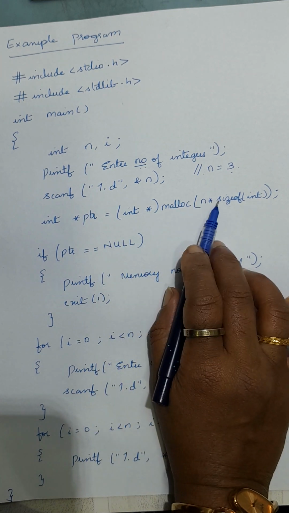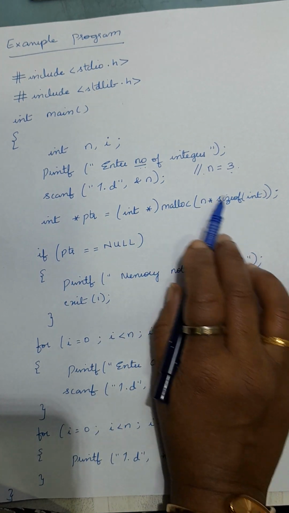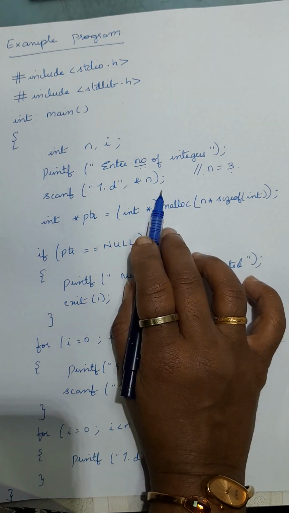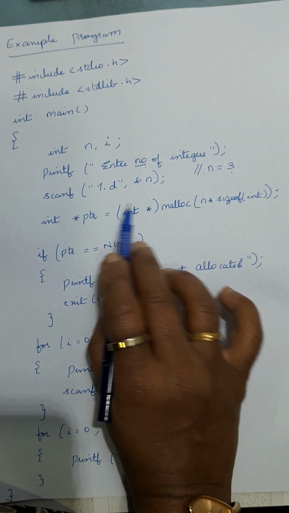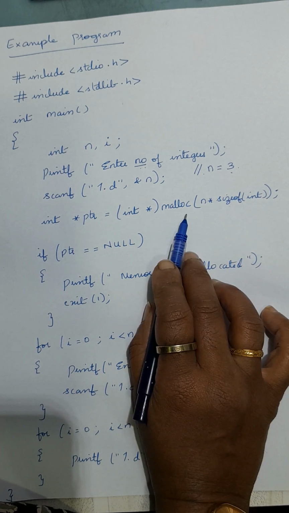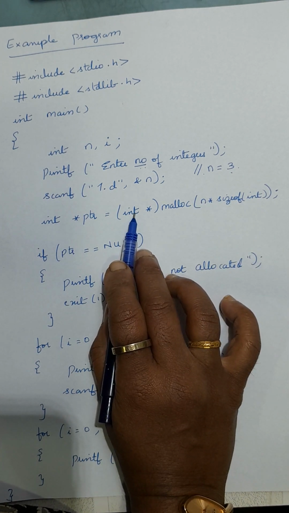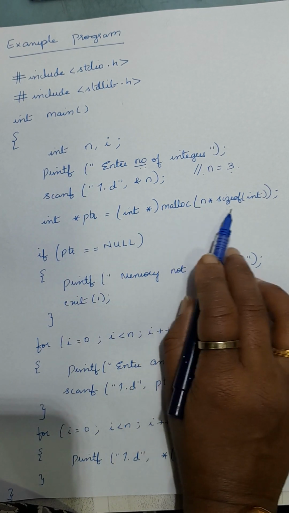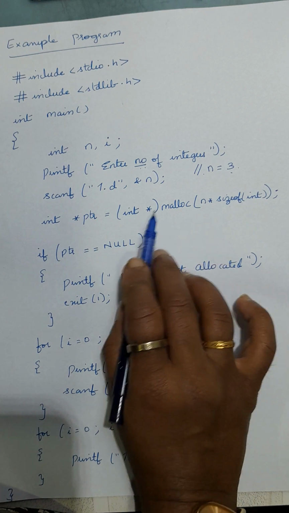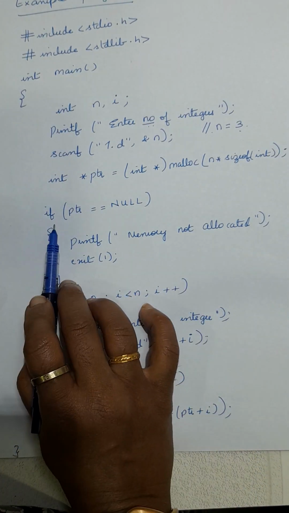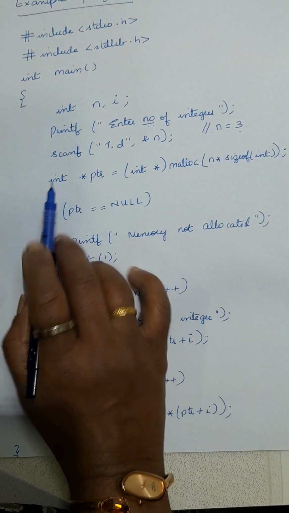Fine. And once memory is reserved, the return value of malloc will be void pointer, and it is typecasted with int star, which means the value stored within the memory allocation will be of type integer, and the first byte after memory allocation will be stored at ptr. ptr will point to the first byte of the memory allocation. Now see the condition here. I hope you understood these lines.